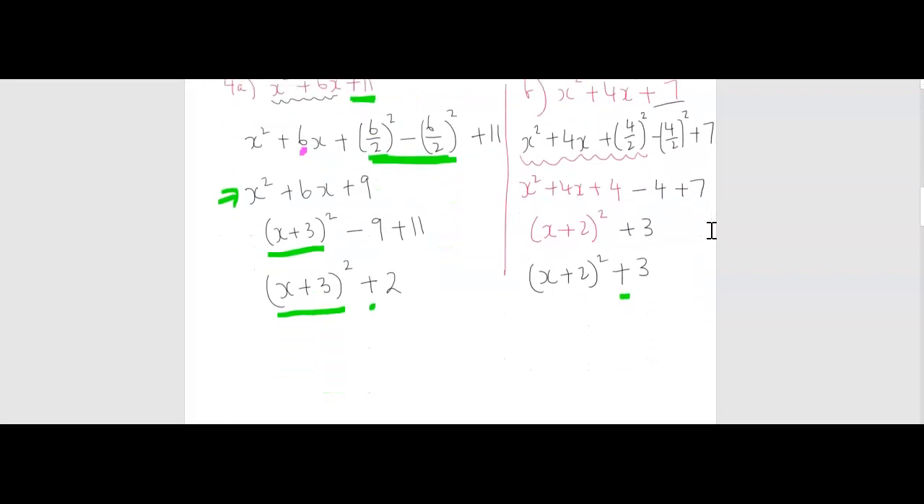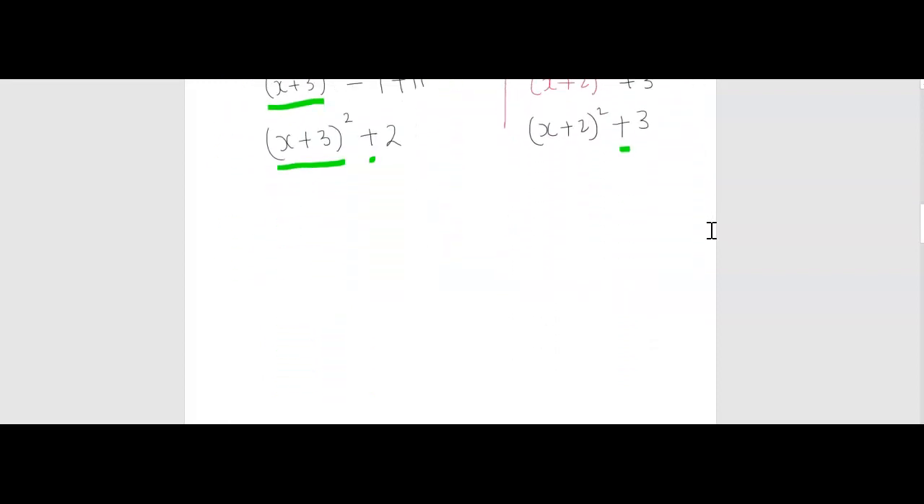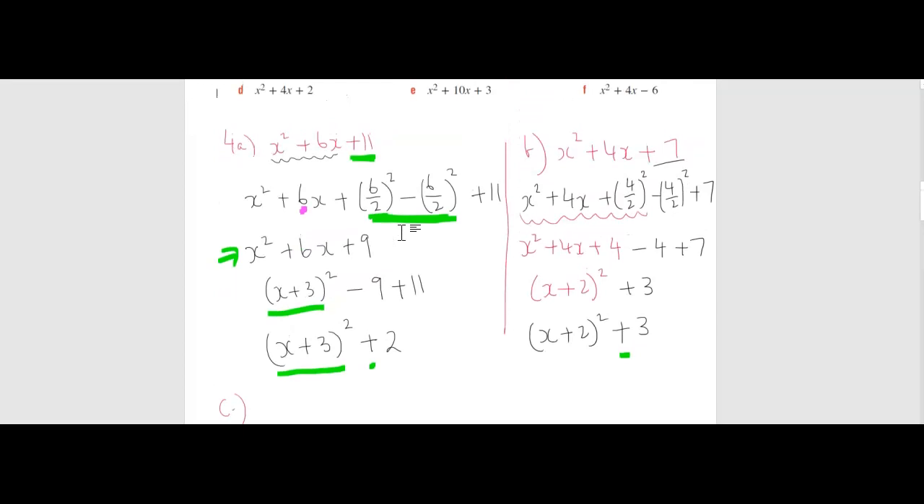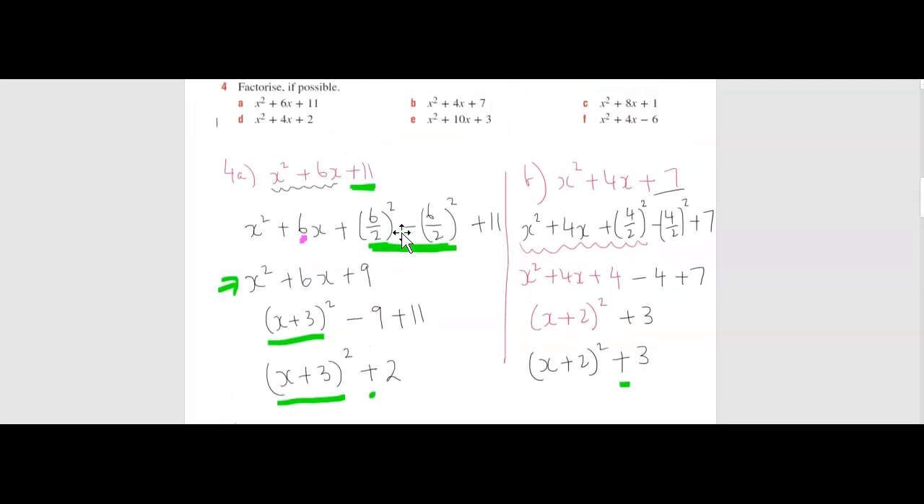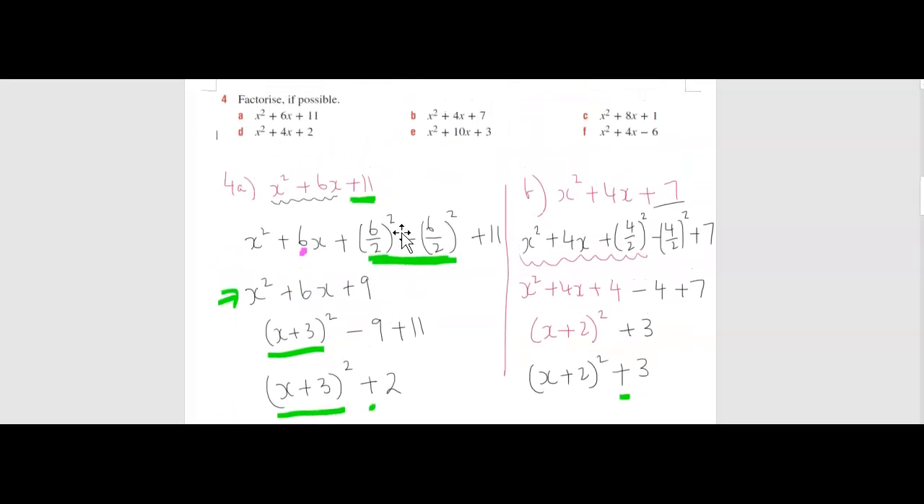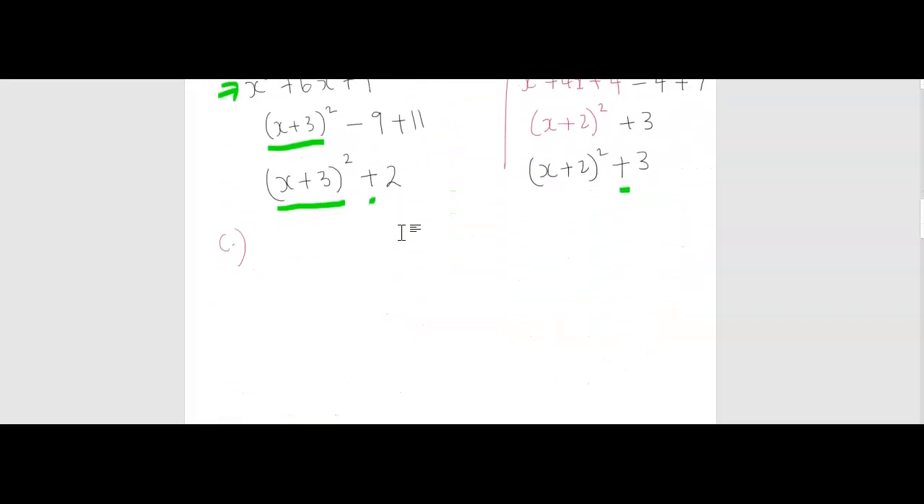So let's do question C, and then I'll show you what it means by we're able to factorize further. So obviously, if I'm going too quick, you can pause. So I'll just scroll back up, pause it if you need to. All right, x squared plus 8x plus 1.